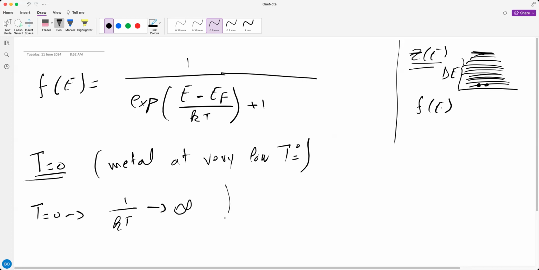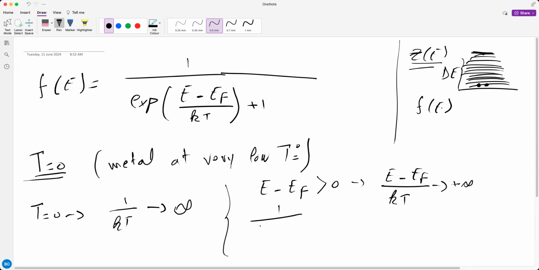Now we have two cases. If E minus EF is bigger than 0, this means that (E minus EF) over kT goes to plus infinity. This means that 1 over exponential of plus infinity goes to 0. Are you following?